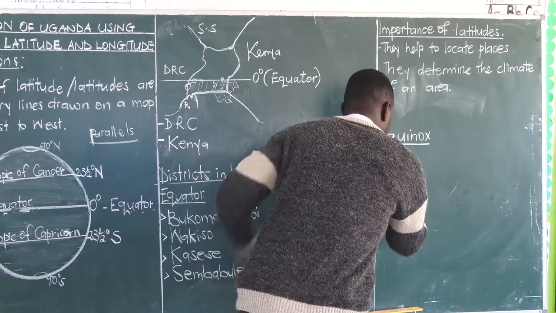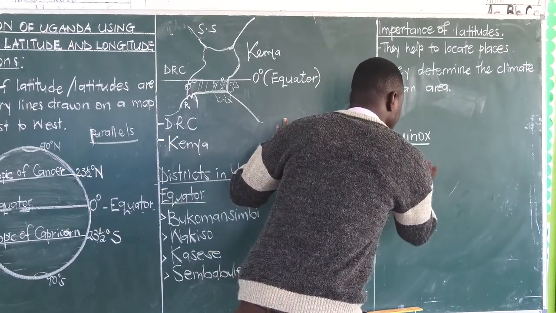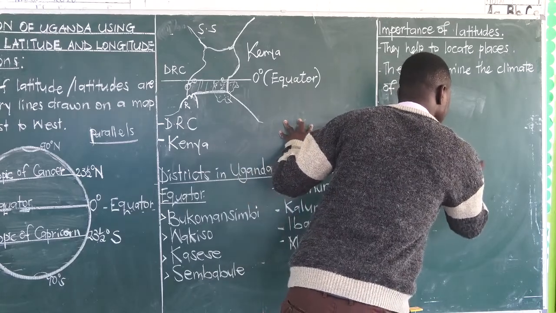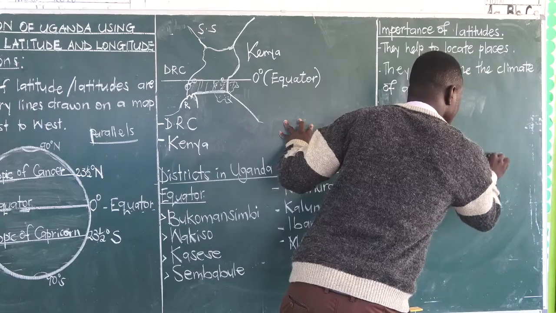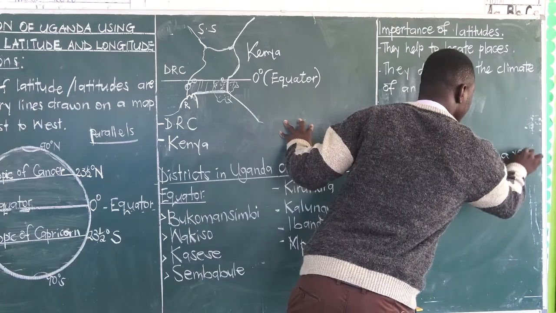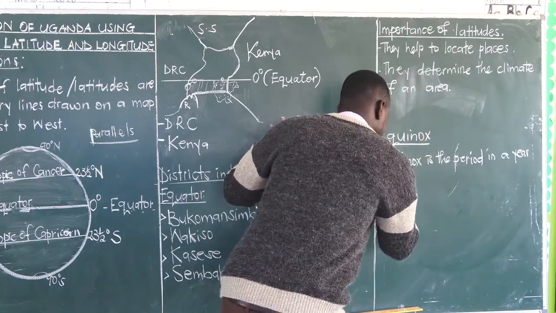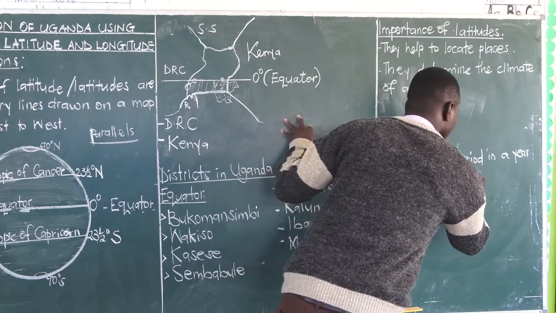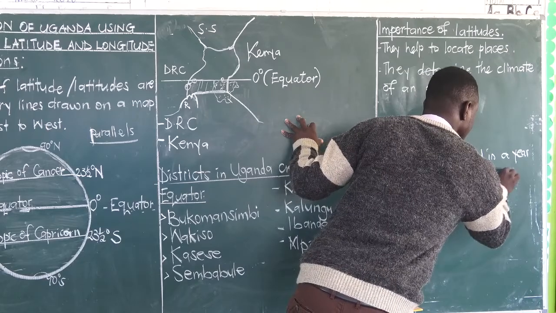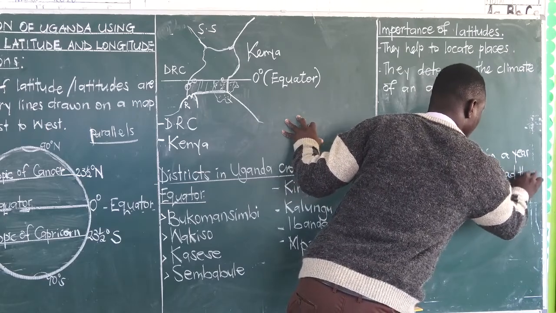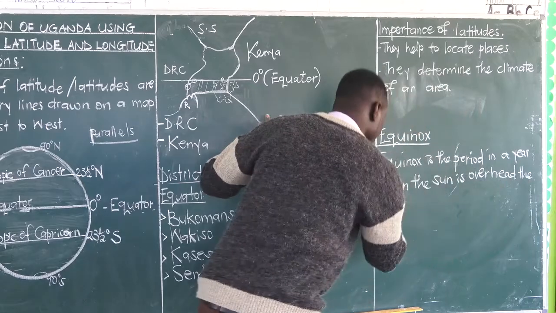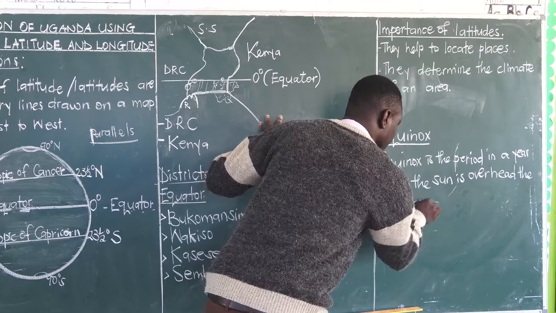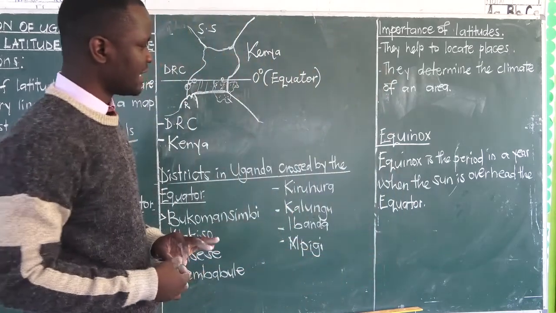Equinox is the time, or we can say is the period. Remember, time is period in a year when the sun is overhead the equator. That is how we define equinox.